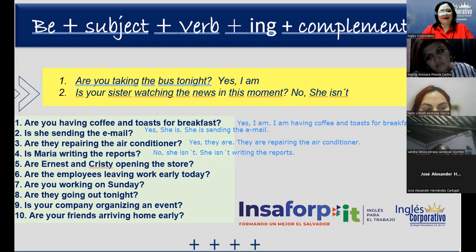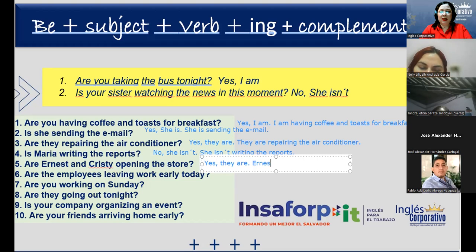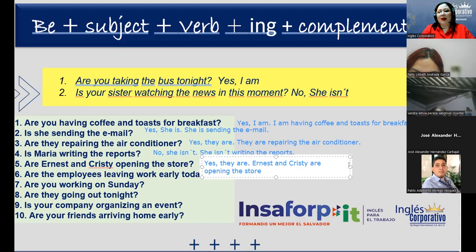Pablo. Hello. Are Ernest and Christy opening the store? Yes. They are. Opening the store. Podemos decir los dos nombres, Ernest. Ernest and Christine. Mm-hmm. Are opening the store. Opening the store. Ajá. O podemos poner el pronombre they, ¿verdad? Perfect. Continue, please, Pablo, to another classmate.